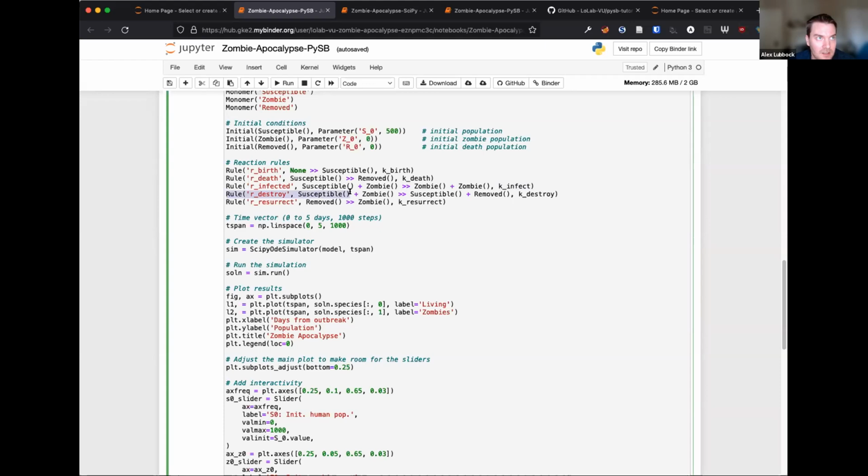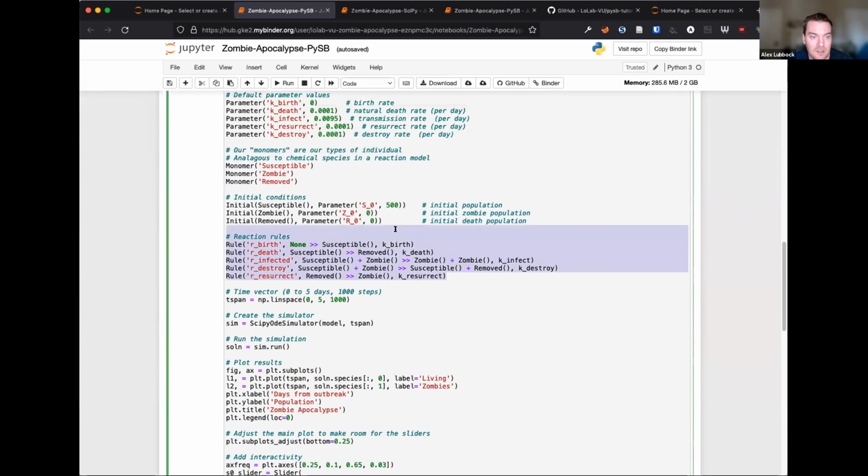I mentioned in the description that there's this destruction where a susceptible can meet a zombie, but instead of the zombie winning, the human wins. So the susceptible remains, but this zombie is moved into the removed group at this parameter k destroy. And then the final rule is this resurrection rule, where you can move from the removed group to the zombie group, and that operates at this parameter k resurrect. So that's all you need to define the model.